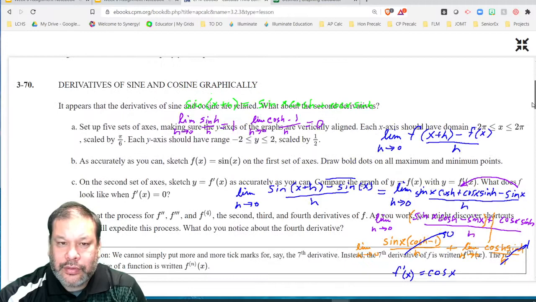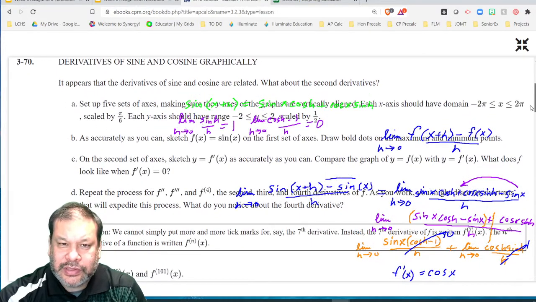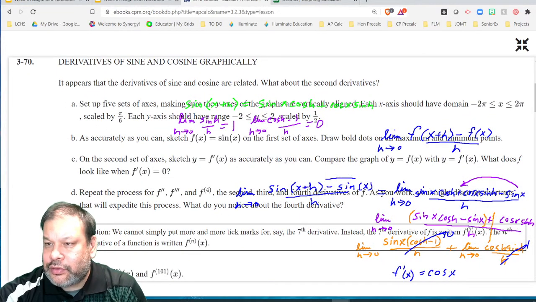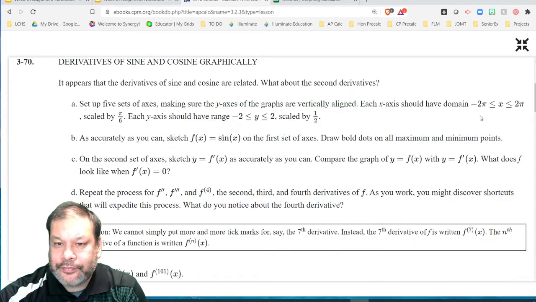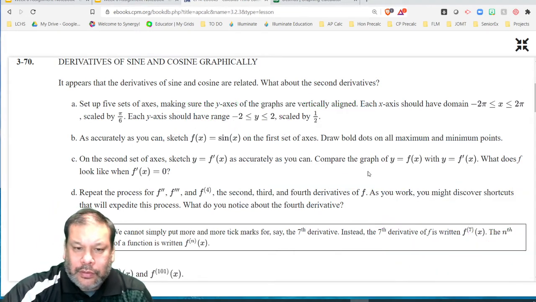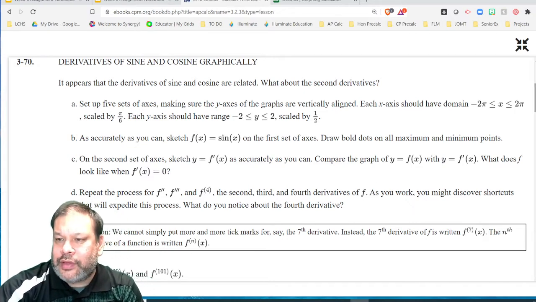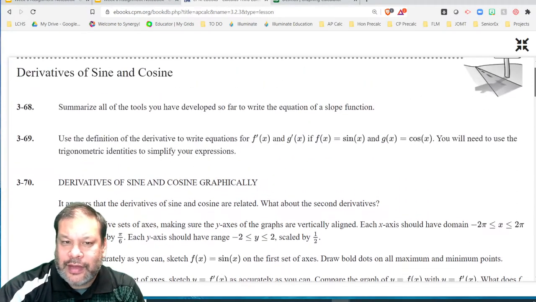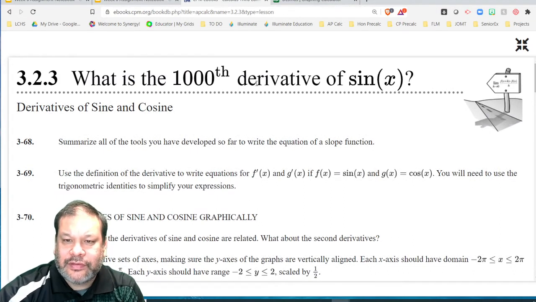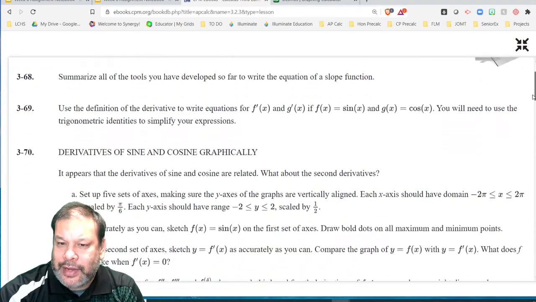Alright, so now with number 70, what they want you to do is find it graphically. And the reason they want you to do that, and the reason why the title of this is the thousandth derivative of sine, is that there's going to be a pattern that you'll find.